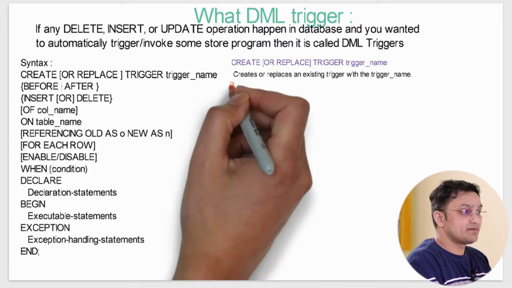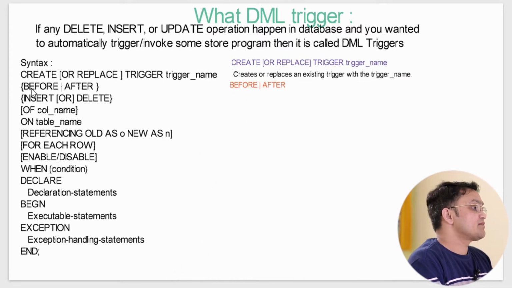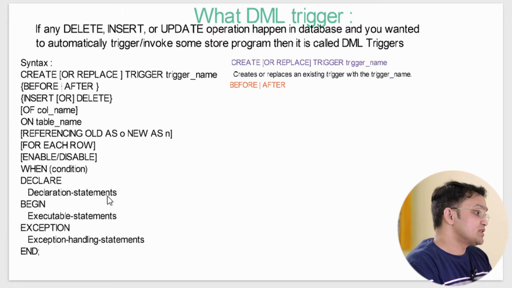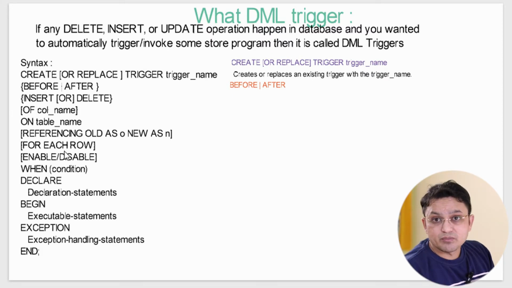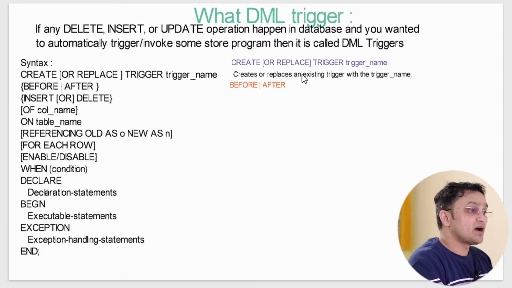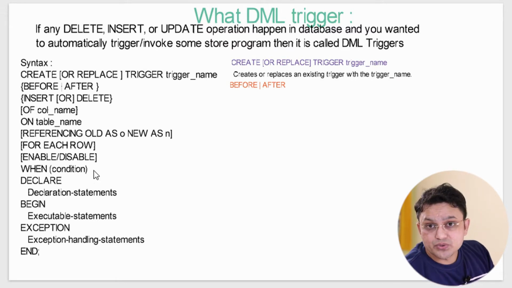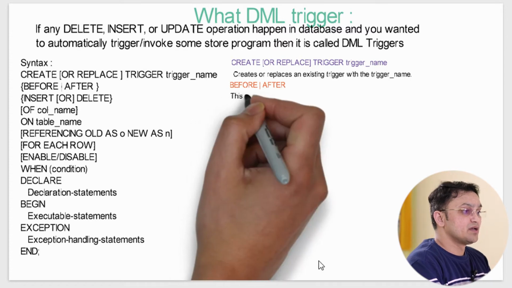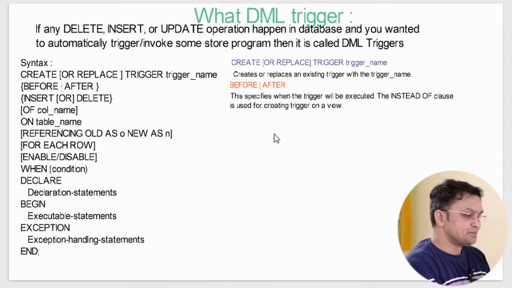Okay, and after that next line, which is nothing but your before and after. What before tells is to please execute this trigger before executing my DML statement, and after tells it to please execute this trigger after executing my DML statement. So that is nothing but your before and after. Okay, so let me write the same thing over here.